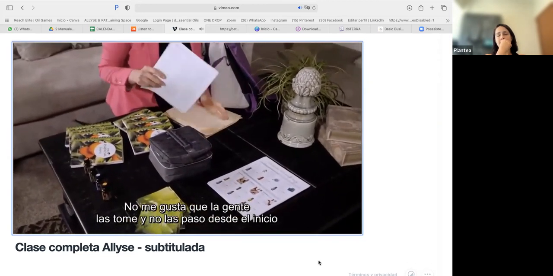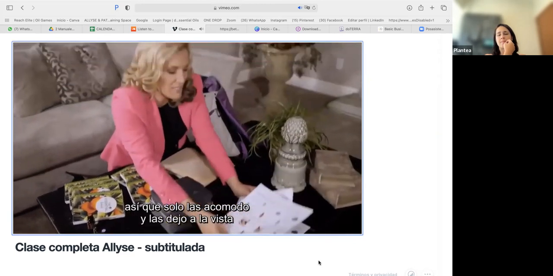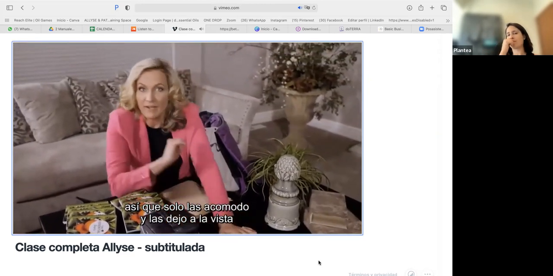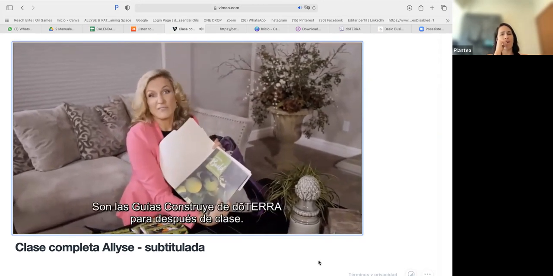I don't like people to grab the tear sheets, and I don't hand it to them at the beginning because a lot of times they won't listen to you. So I just put them out and leave them there for later on in the class. These I'm going to put out later. They're for after the class.